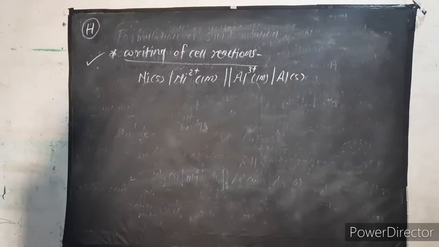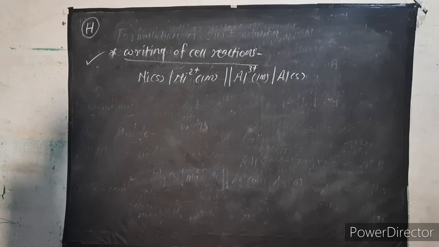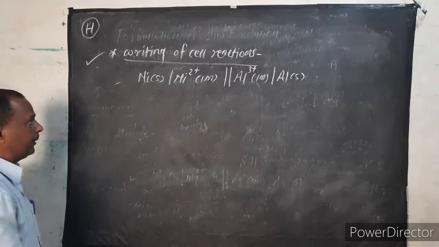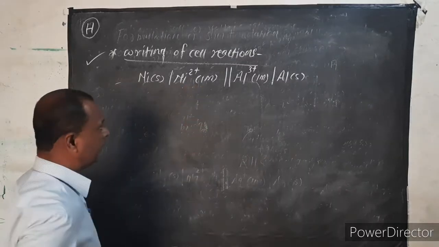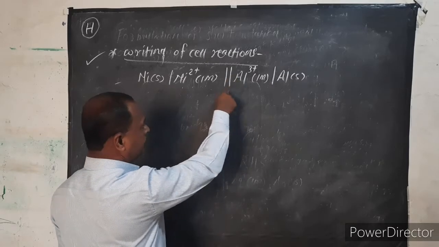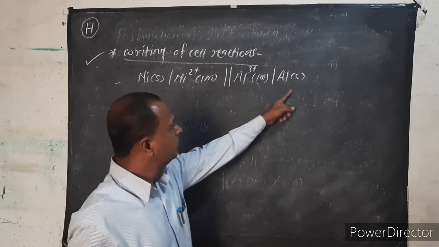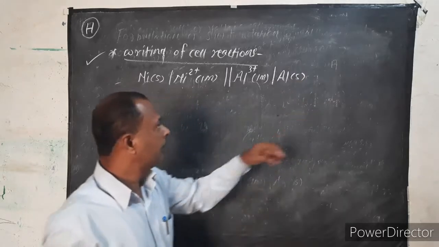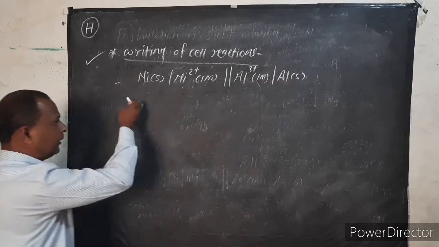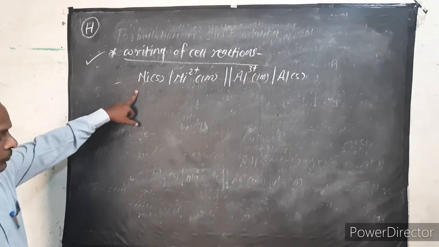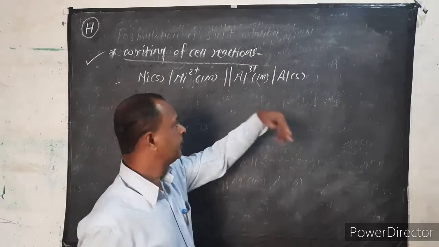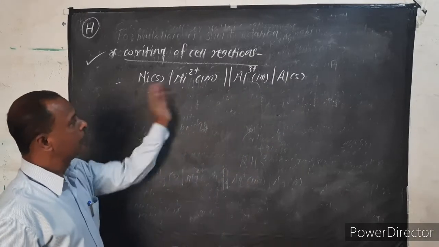Let us see writing of the cell reaction. Now we will study how to write the cell reactions from the notation. Suppose this is an example: nickel solid is in contact with Ni2+ 1 molar, and the double vertical line is the salt bridge, then Al3+ 1 molar, and then aluminum solid. Here this is the cathode side and this is the anode side.